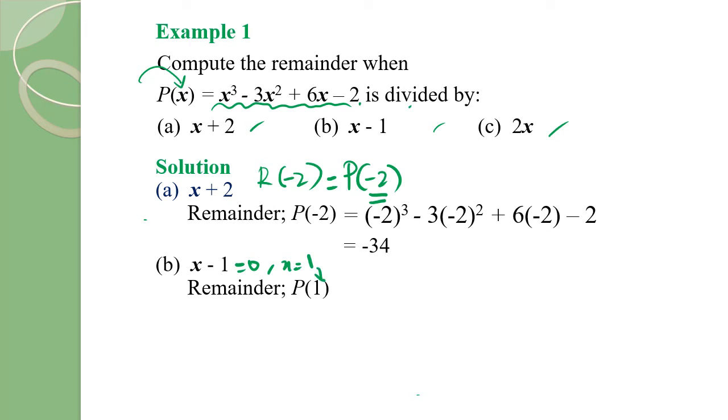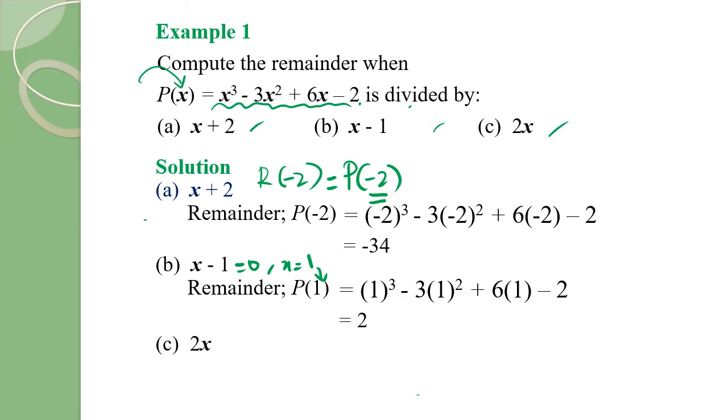So we substitute 1 into the P of x. So we get 1 cubed minus 3 of 1 squared plus 6 of 1 minus 2. So we have the answer 1 minus 3 plus 6 minus 2 is 2. Okay, so you don't have to do the long division.